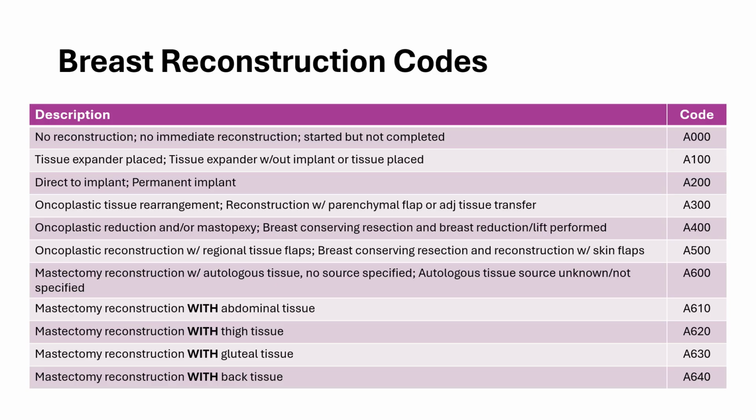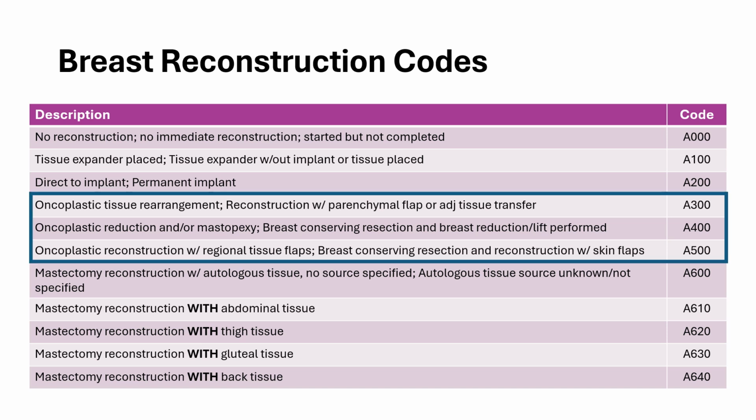This table shows the breast reconstruction codes. If there is no immediate reconstruction to the ipsilateral breast, or it was started but not yet completed, code A000. When just a tissue expander is placed without a permanent implant or without tissue, code A100. If a permanent implant or direct to implant occurs, then use code A200.